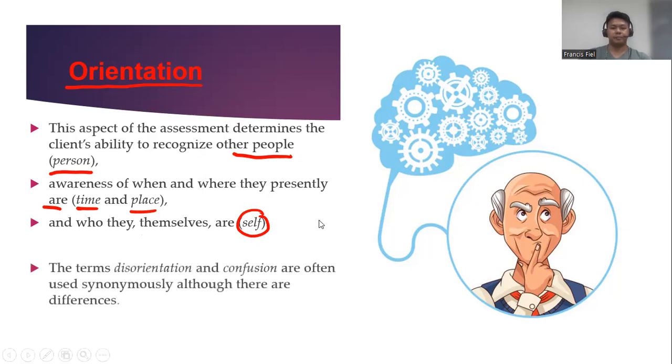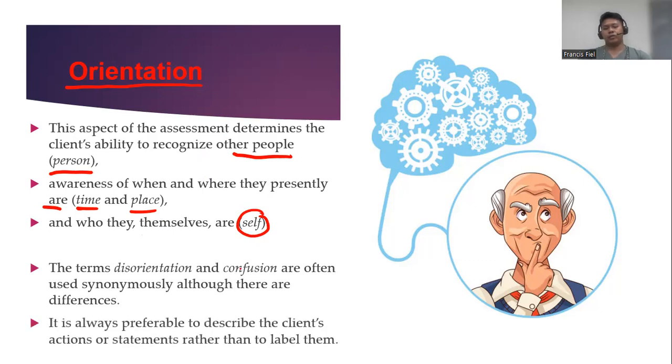All right. Now, the terms disorientation or confusion are often used synonymously, although there are differences. That's why it is always best, no, to describe the client's action and statement than label them. So, for example, hindi mo pwedeng sabihin na the client was disoriented or confused, ganyan lang, no? So you can write the client was not able to answer correctly the time and place, no, where he is, and what time it is. So i-describe ninyo doon para mas specific.